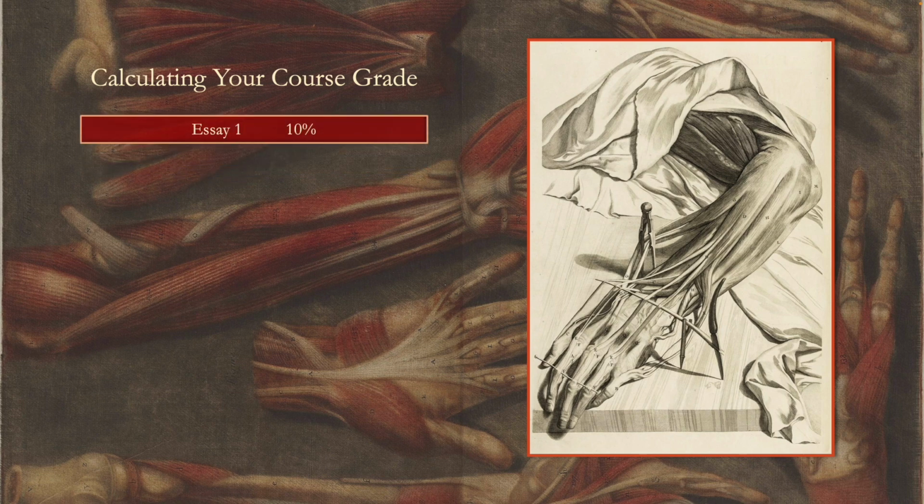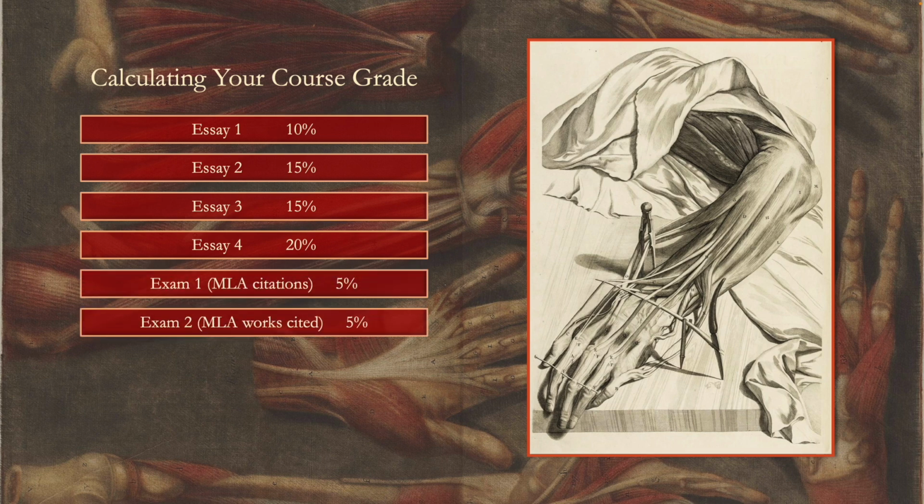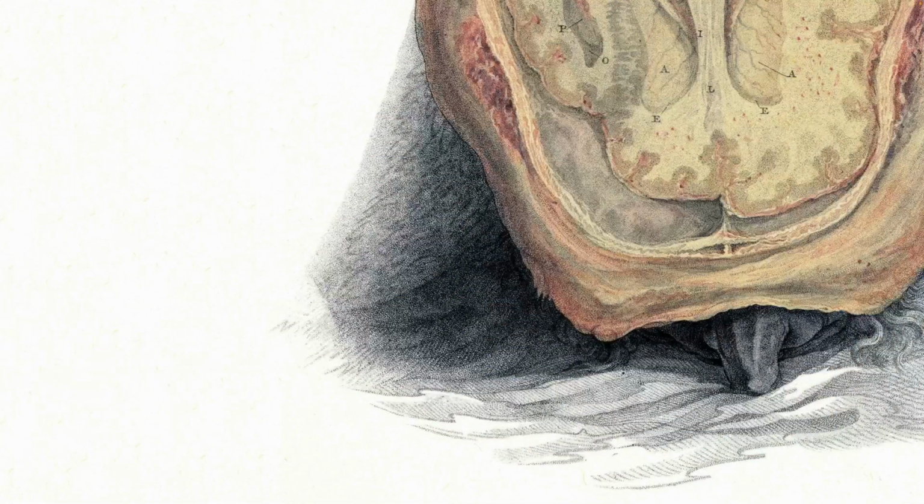As for your course grade, there are the 4 essays that I mentioned, and you'll notice that the first one is worth 10%, and the fourth one, the last one, is worth 20%. It's just because my expectations on these assignments increase as you learn more skills and more complicated skills. There are the 2 exams I mentioned, each worth 5%. Your daily homework is 20% of your course grade. And then the final, the annotated bibliography, is 10%. And you'll learn more about all these assignments later, but I will go ahead and provide a brief overview for you.